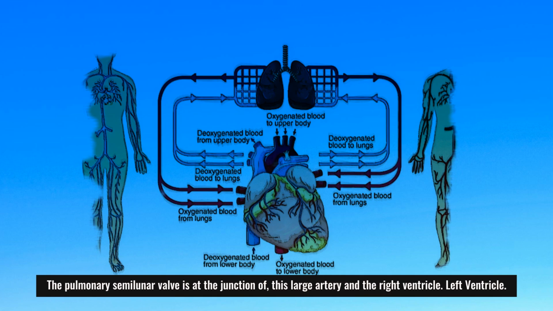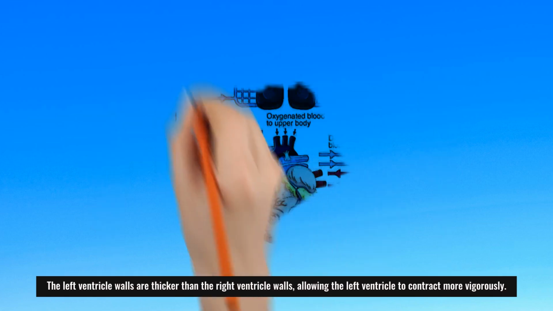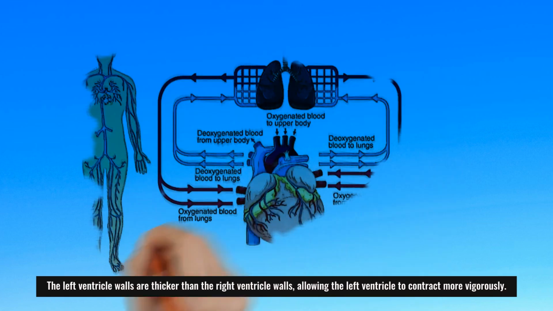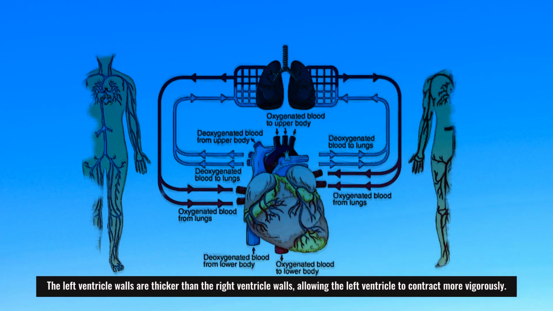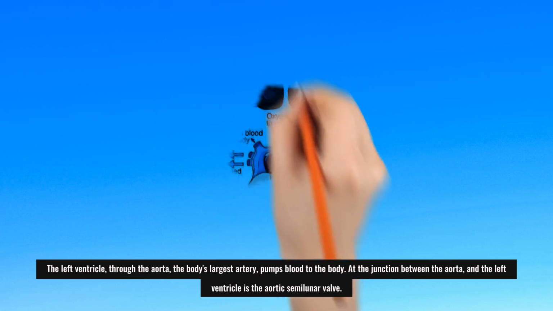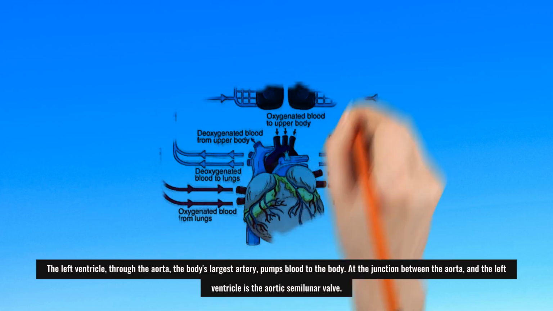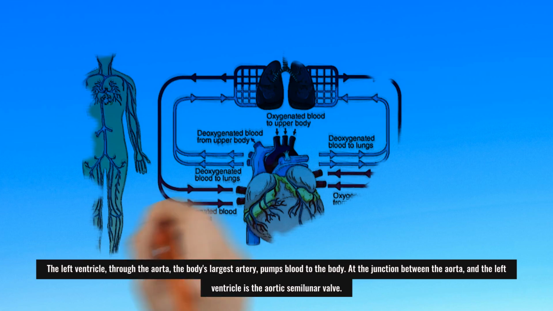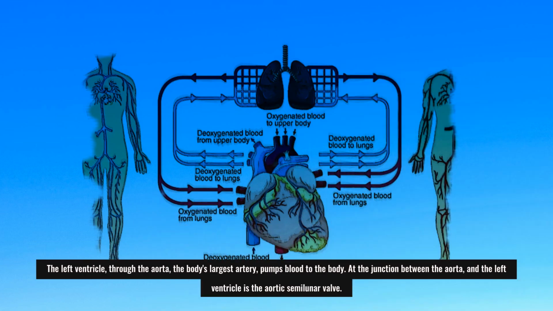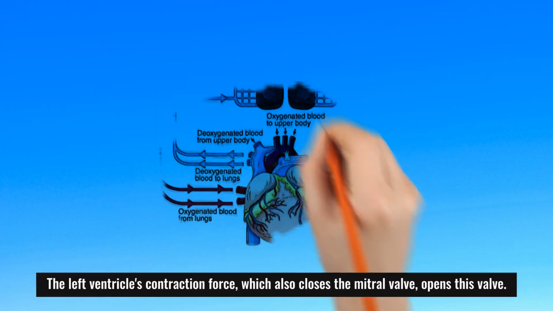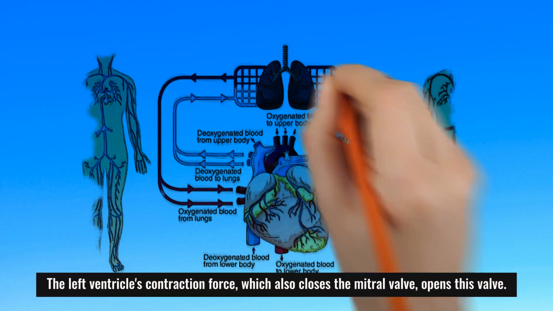Left ventricle. The left ventricle walls are thicker than the right ventricle walls, allowing the left ventricle to contract more vigorously. The left ventricle, through the aorta, the body's largest artery, pumps blood to the body. At the junction between the aorta and the left ventricle is the aortic semilunar valve. The left ventricle's contraction force, which also closes the mitral valve, opens this valve.